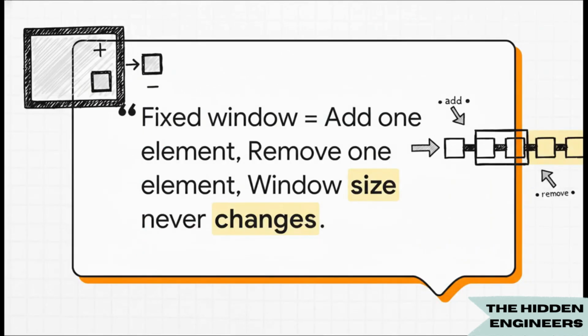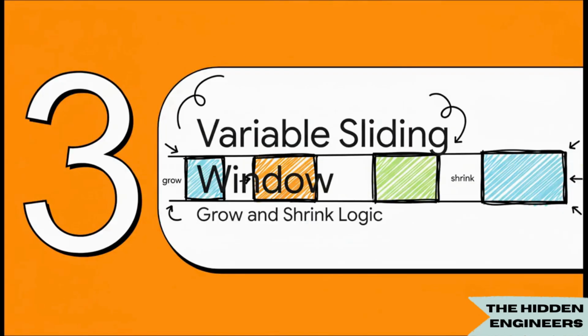So if you remember one thing about this, let it be this simple rule. Fixed window means you add 1, you remove 1, and the window size never changes. If you can lock that in, you've pretty much got this down. Okay, awesome. Now let's move on to the second type, which is a bit more dynamic, the variable window.